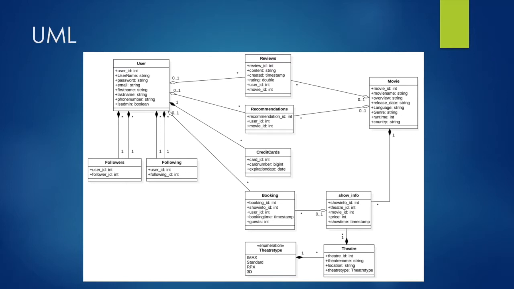The theater type would contain the theater name, the location, and the type of theater. It could be IMAX, standard, RPX, or 3D. Next, we have the movie class, which would contain the movie name, the overview, the release date, the language, genre, runtime, and country. This will help our users greatly when they are filtering and sorting through specific genres they like or don't like.